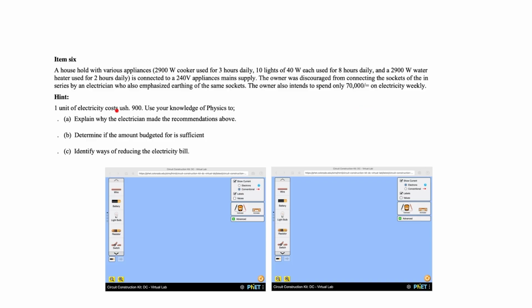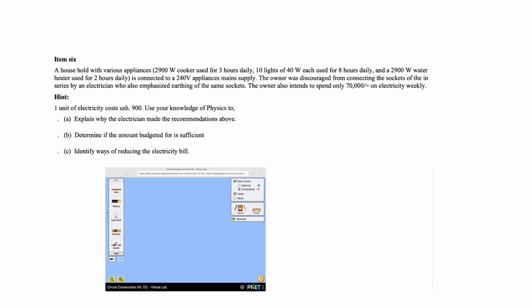You have been given a hint down here. 1 unit of electricity costs Ugandan shillings 900. Then use your knowledge of physics to, part A, explain why the electrician made the recommendations above. Part B, determine if the amount budgeted for is sufficient. Part C, identify ways of reducing the electricity bill.